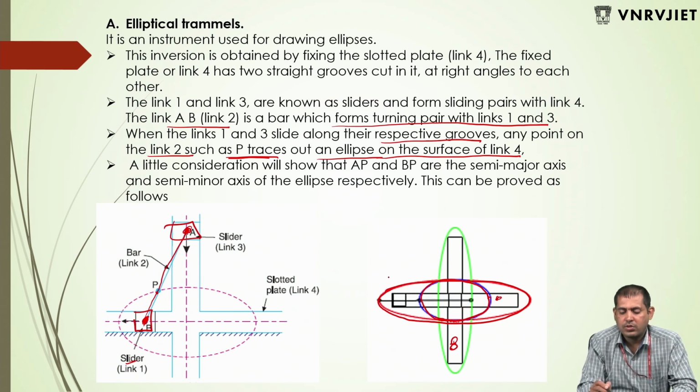So this elliptical motion is possible with the help of the elliptical trammel. Actual conception will show that AP and BP are the semi-major axis and semi-minor axis of the ellipse respectively. This can be proved as follows.